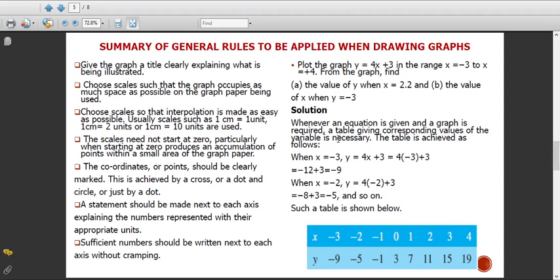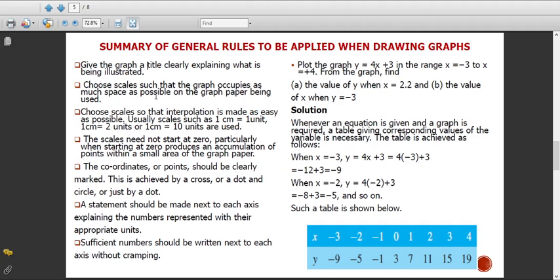There are some rules that we follow when drawing our graphs. The first rule is that a graph should have a title clearly explaining what it is about. Please note that a graph without a title earns an automatic 0. So it should always have a title that clearly states what is illustrated.